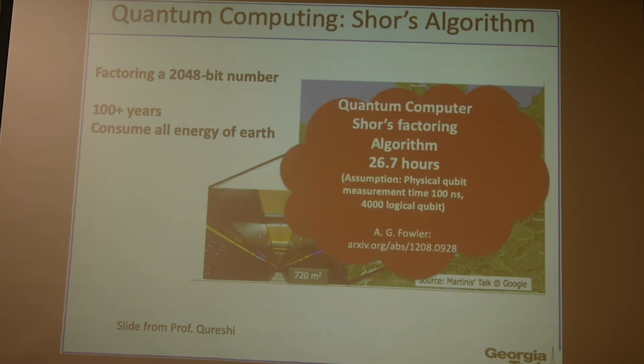Now the thing is, if you have a quantum computer, provided it can do certain physical things, it can factorize a 2048-bit number in 26 hours. Alright? Does it make sense? Do you understand why quantum computing suddenly becomes very important?